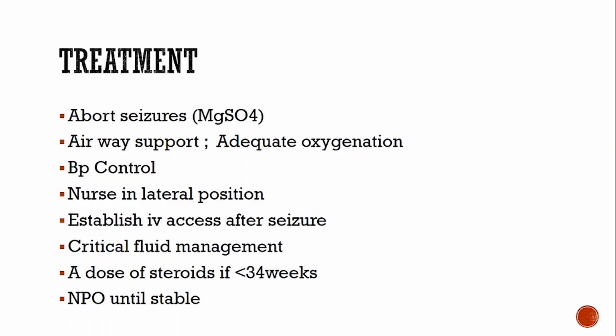Airway support is very important. In most patients that are convulsing, the airway may not be patent, so it's important to ensure that the airway is patent by using the oropharyngeal airway as much as possible. If the tongue is falling back, remember to bring it out so that it will not fall back. Adequate oxygenation: the patient will need oxygen when necessary, especially humidified oxygen.